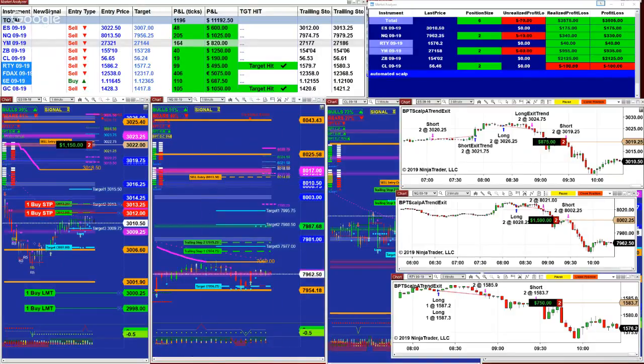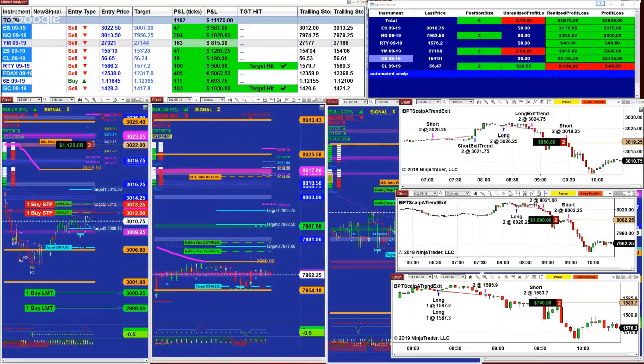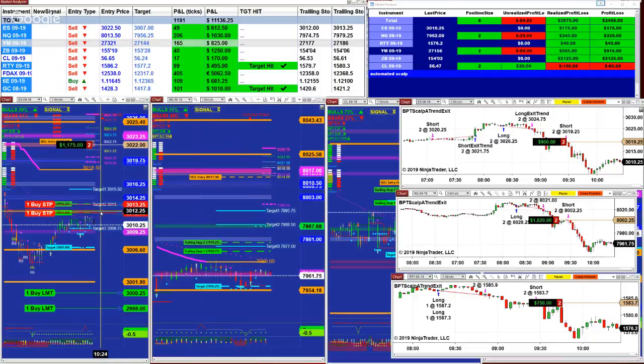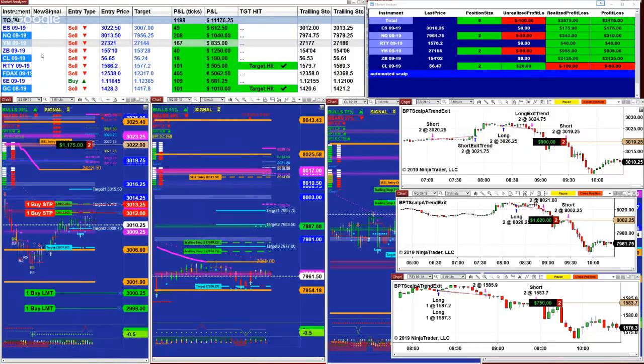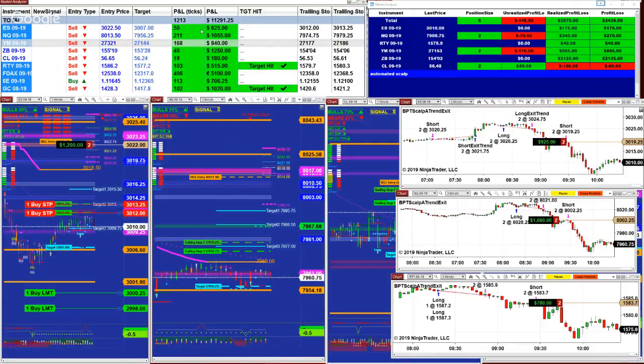Okay, guys, I'll stay quiet a little bit till we get a new signal. The first signal is probably coming from the ES. You will find it here on the upper left corner, and you will see the new signal. Right now, we are 1,200 ticks into the profit, $11,300, and this is based on one contract only.